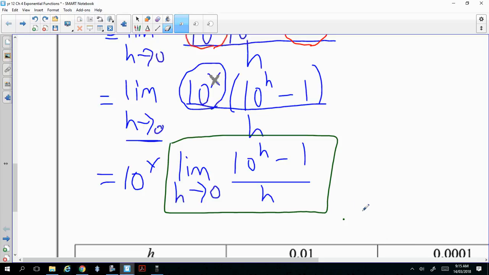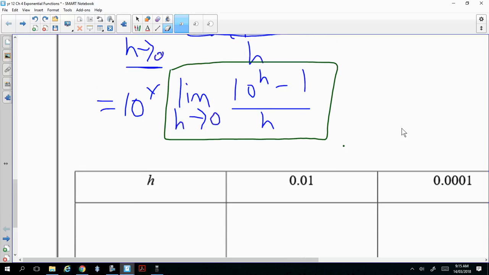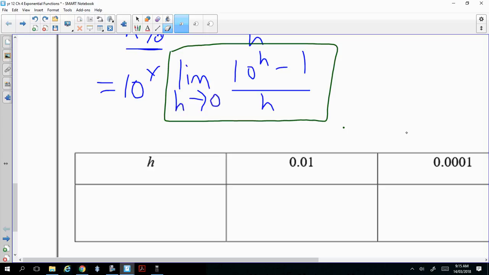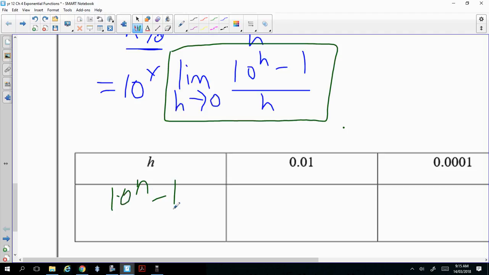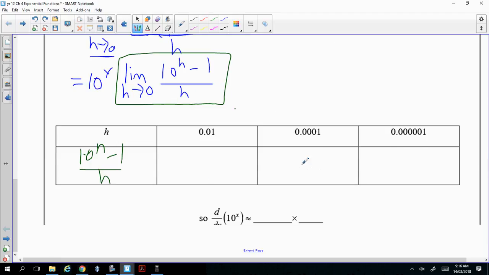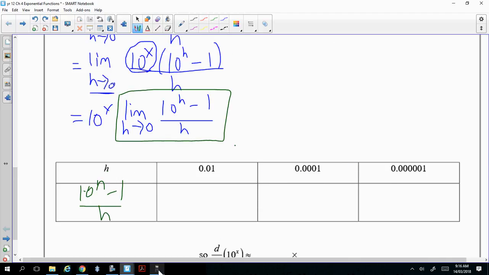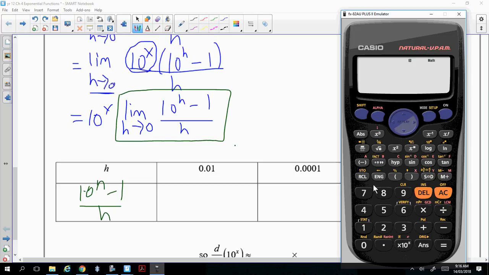So we're going to write this limit again at the bottom. We're going to do a table of values. So write 10 to the power of h minus 1 over h. We're going to use a calculator for this, making h as small as we can. So get out your calculator, type in this fraction, so press the fraction key first, and write 10 to the power of h. Now h is 0.01, so type in 0.01, and then out of the bracket minus 1 over 0.01.